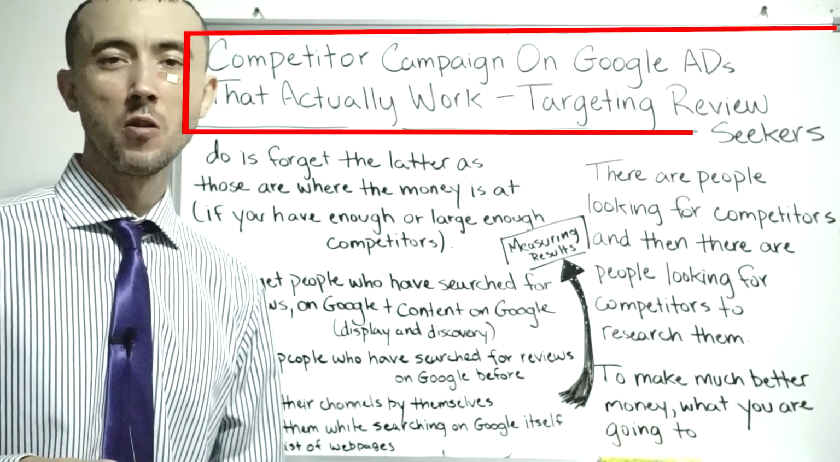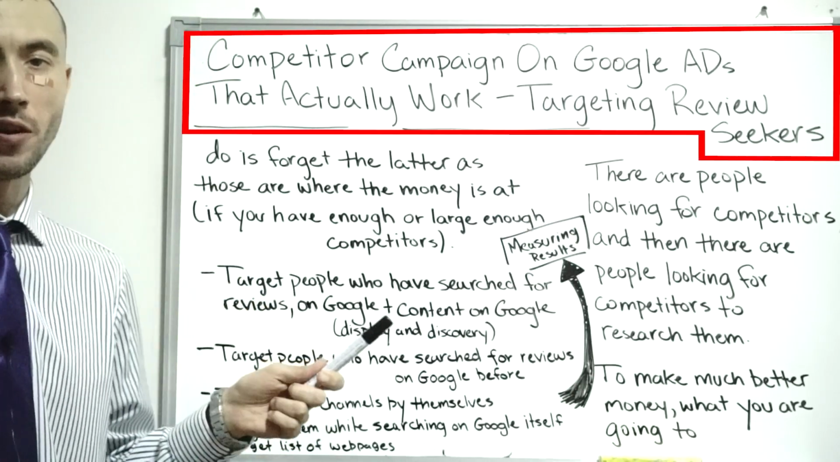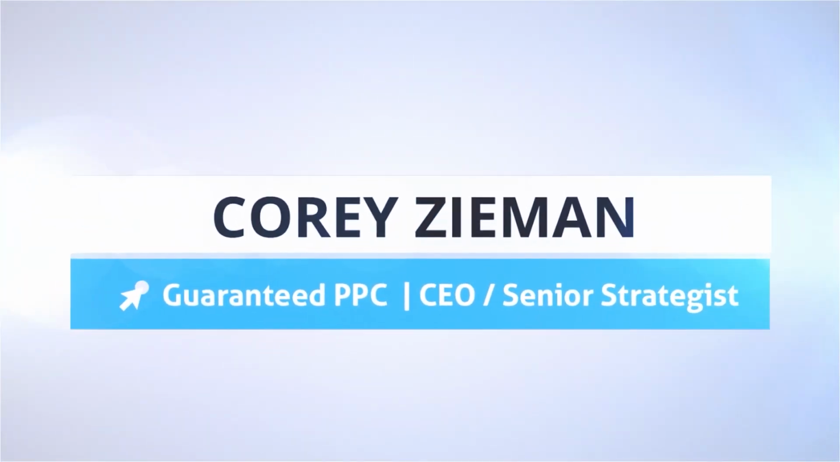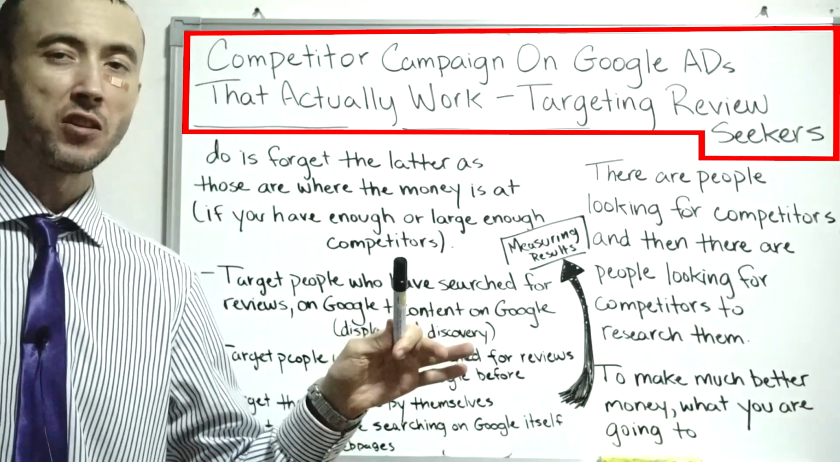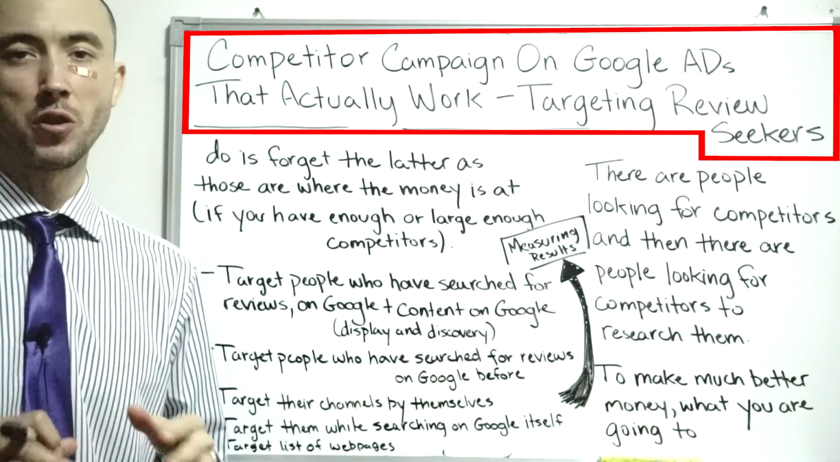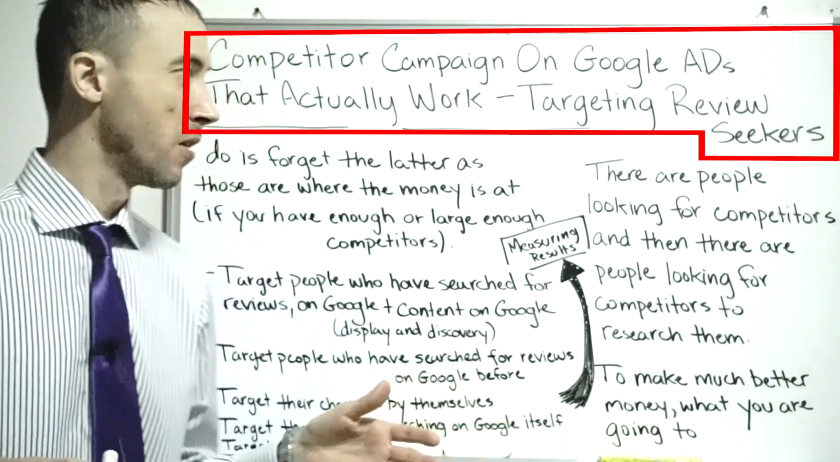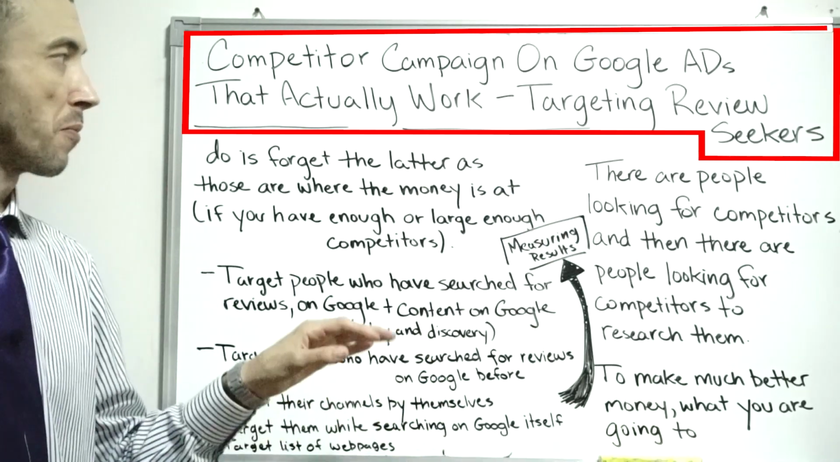Okay, today's video, we're going to talk about a competitor campaign on Google Ads, how you actually get that to work. So a lot of people who try to get this to work have a bright idea to go after their competitors when they're searching for them or basically maybe even just interested in them. And most people fail at this for a very simple reason, which I'm going to go through.